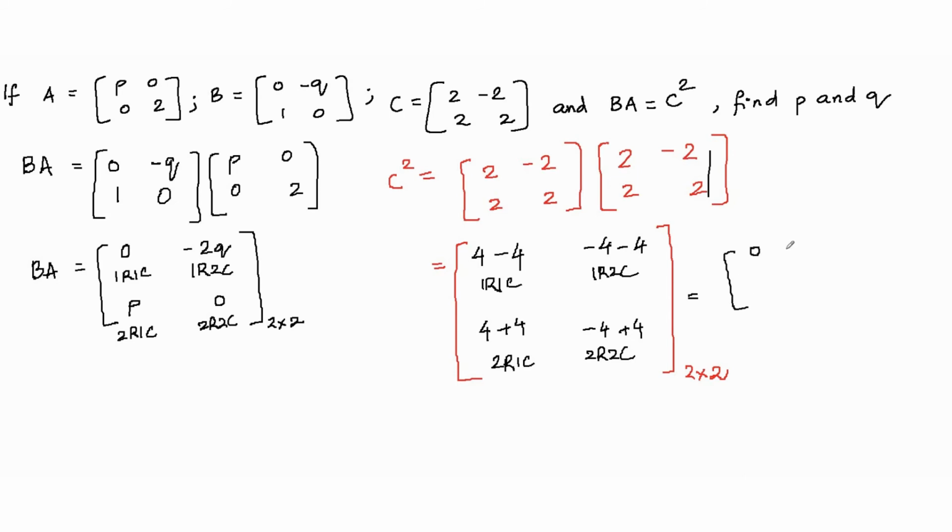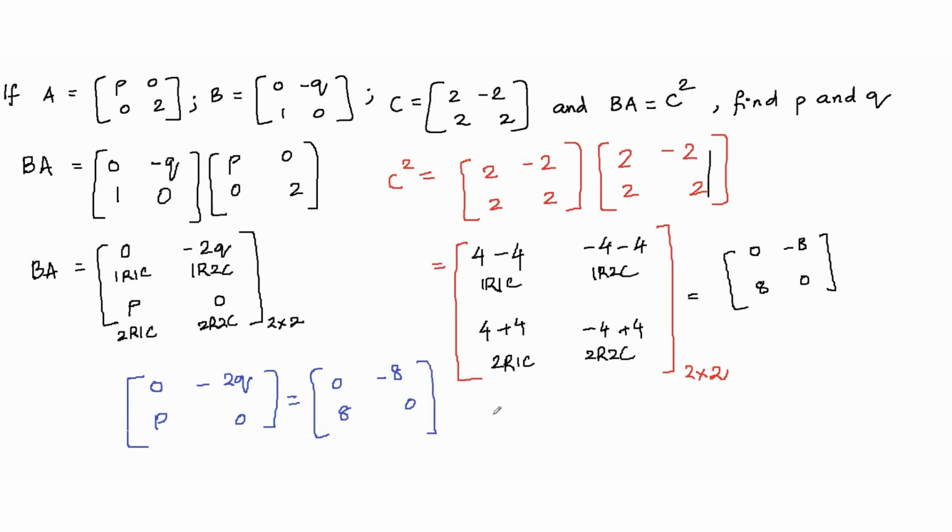I get 0, negative 8, positive 8 and 0. So this is the matrix C square. So BA is equal to C square means what I will now get is BA is 0, P, negative 2Q, 0. That equals 0, negative 8, positive 8 and 0.